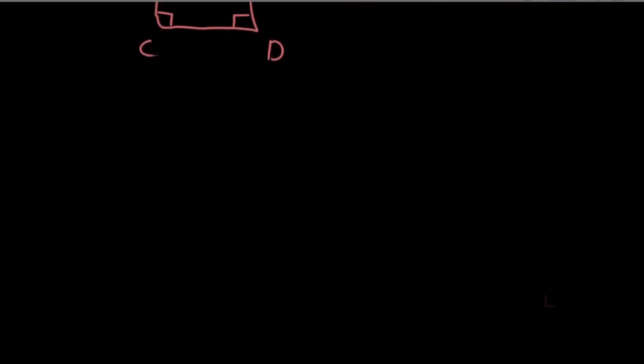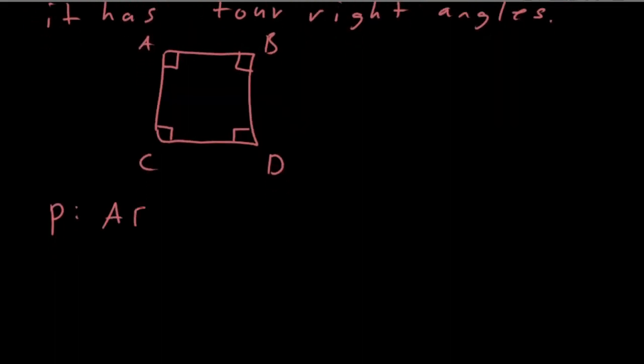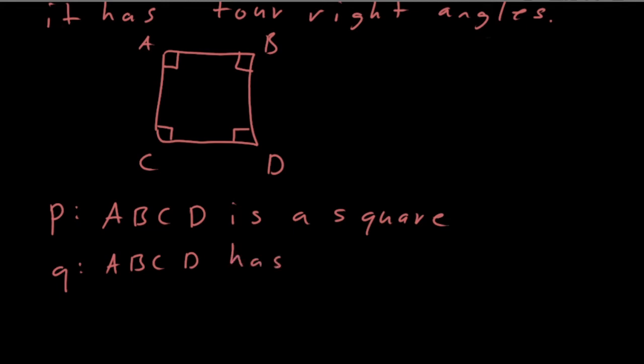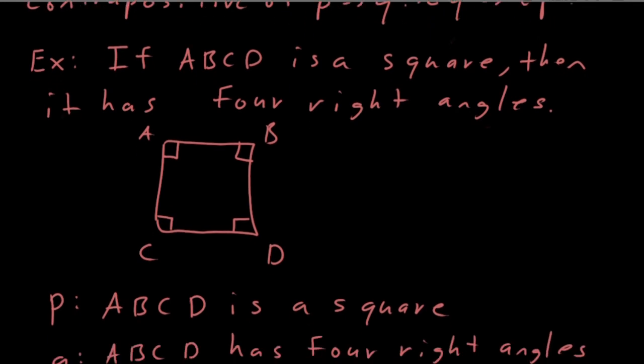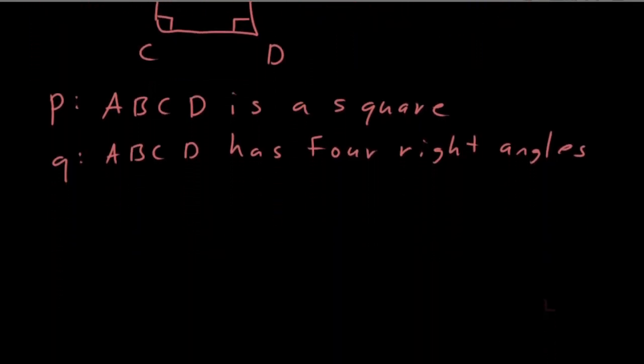So P would be, ABCD is a square. And Q would be, ABCD has 4 right angles. Because up here it says "it," but it's referring to ABCD, this geometric figure.